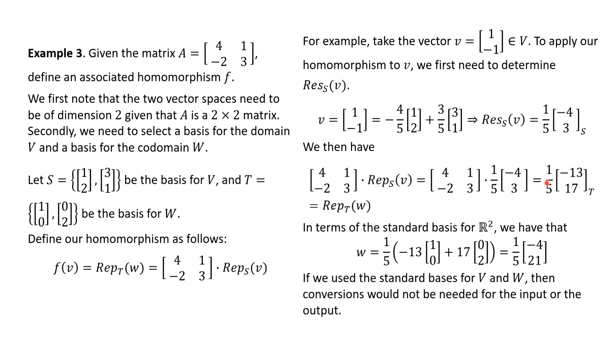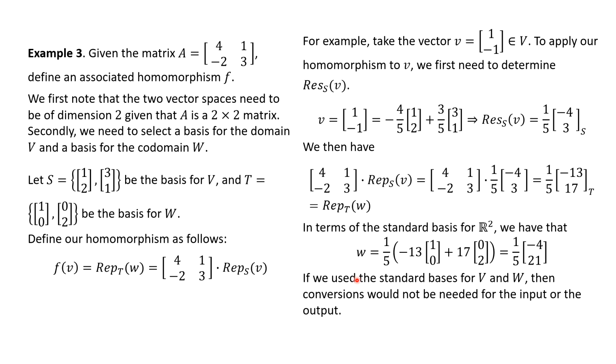If you wanted to know what this is in terms of the standard basis, we can do that. What this says is that W is 1/5 times -13 times (1, 0), plus 17 times the vector (0, 2), and that'll give us 1/5 times (-4, 20, 21). This is in terms of the standard basis, if you wanted that information. We could just work in the two bases that we started with, S and T.